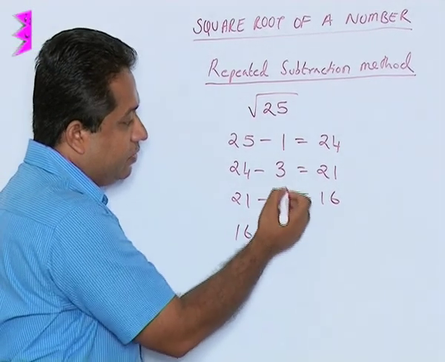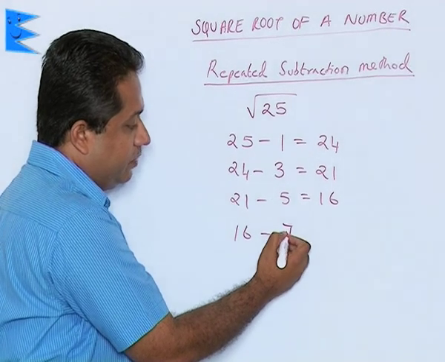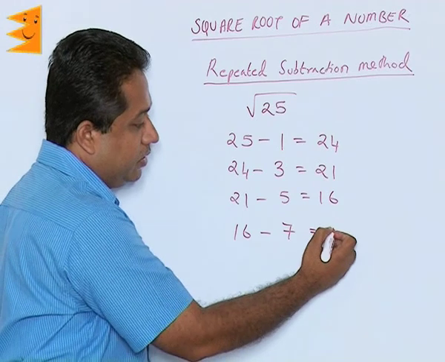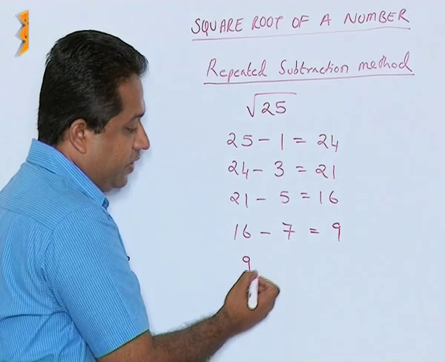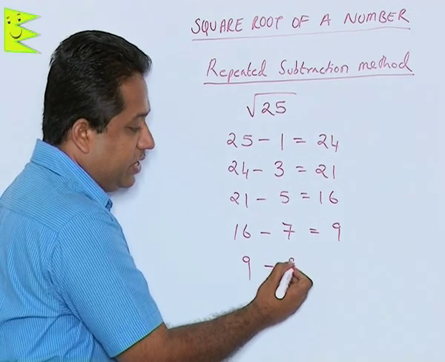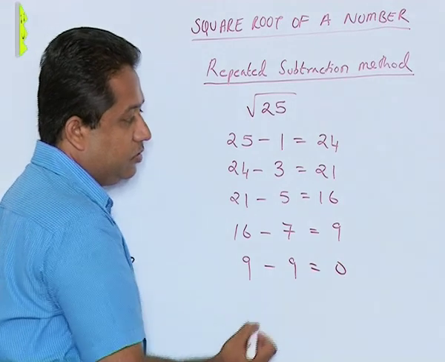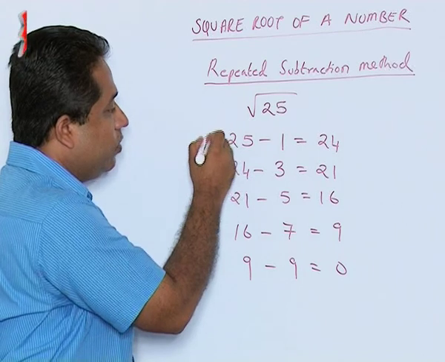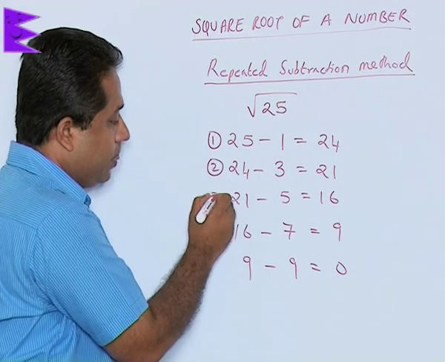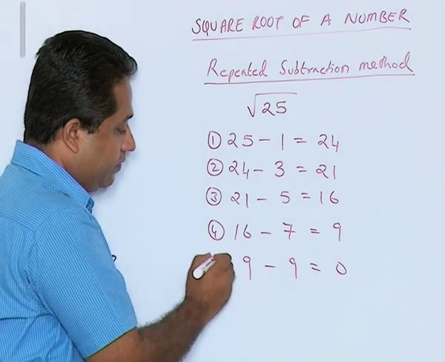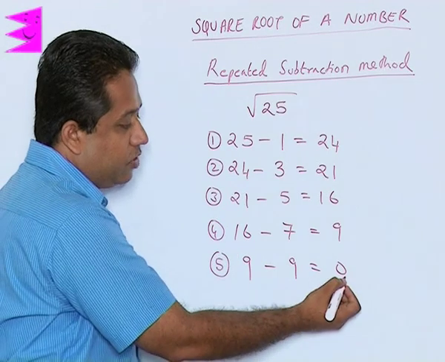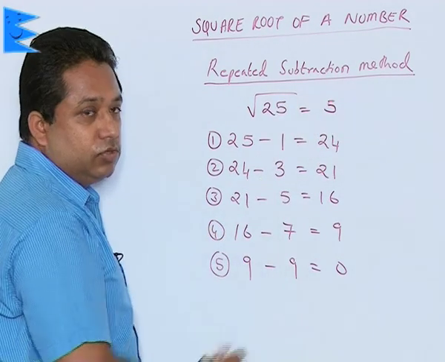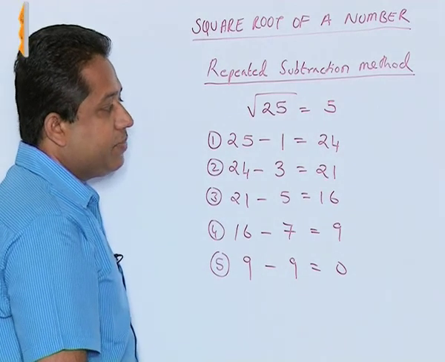16 minus, after 1, 3, 5, the next odd number is 7. So 16 minus 7 we get 9. Then finally 9 minus the next odd number after 7, which is 9, we get 0. Once we get 0 we stop the process and count the number of steps: 1, 2, 3, 4 and 5. At the 5th step we have got 0. So we can say the square root of 25 is 5. So this is called the repeated subtraction method.